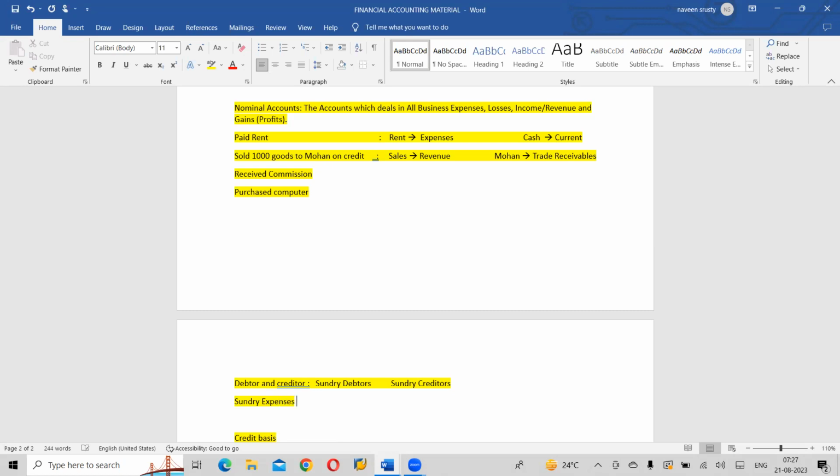Expenses. What do you mean by sundry expenses? Total expenses. Group of expenses. Yeah, a group of small expenses. You will call it sundry expenses, petty expenses. We will maintain a petty cash book, right? So here, small expenses.